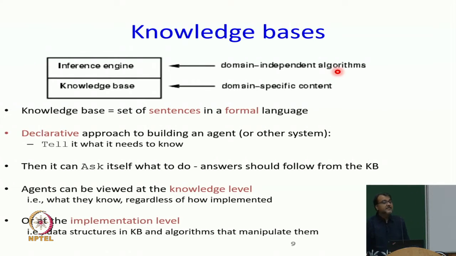So agents can be viewed at the knowledge level, what they know regardless of how they are implemented, or at the implementation level, based on the data structures in the knowledge base and the algorithms used to manipulate them. And in the previous world, there used to be expert systems. You may have heard this term. It was the rage once upon a time. People used to say that expert systems are going to solve AI. And what would they do? They would have the experts write knowledge in a logical representation and give it to the system to make inferences.